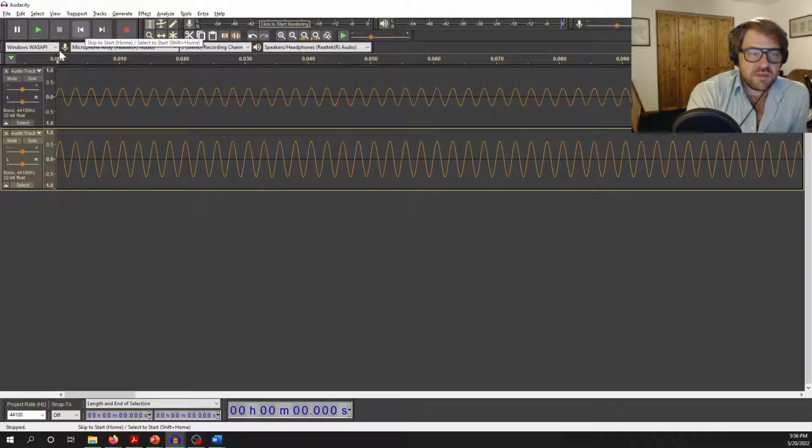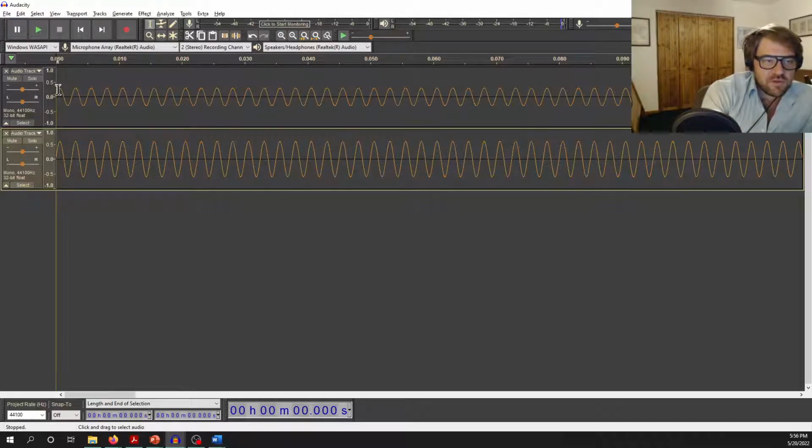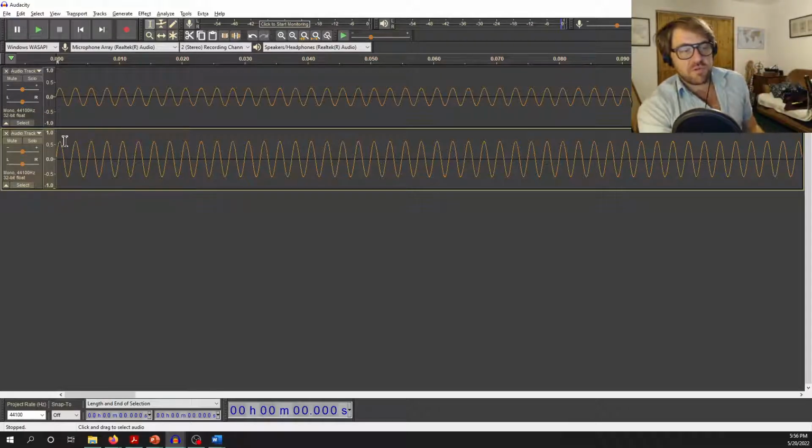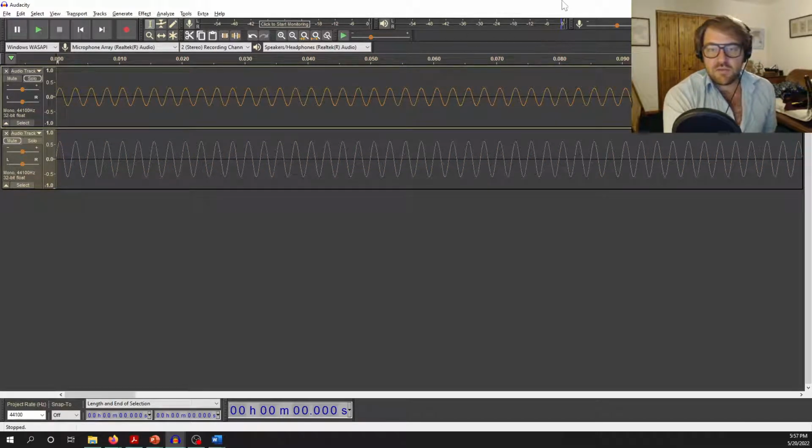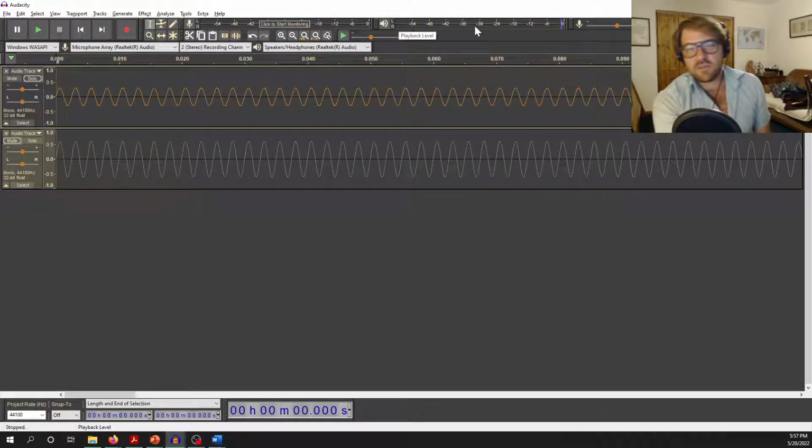So this is a 400 hertz tone that has an amplitude of 0.3. You can kind of tell right there. This is a 400 hertz tone that has an amplitude of 0.6. Let's listen to just the 0.3. Keep your eye up here and see where this is going to show my levels. You're going to see how loud this is.